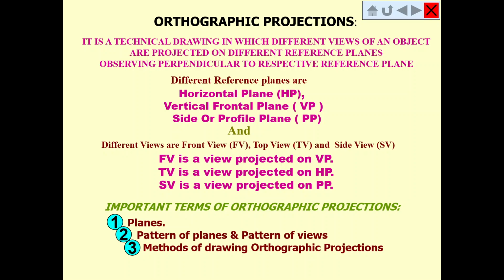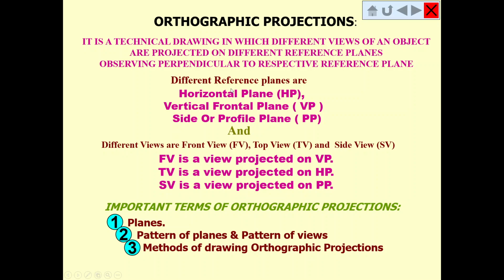Different views are nothing but the front view, top view and side view. So different views of an object are projected on different reference planes, when observing perpendicular to the respective reference plane, meaning the observer should be in front of the reference plane. No need to worry about that. I will explain this statement very quickly in the upcoming slides, where by looking at the figure you can justify this statement in a fantastic manner.